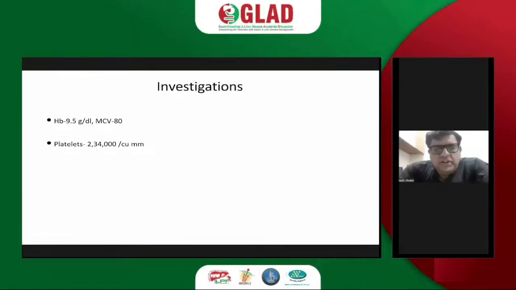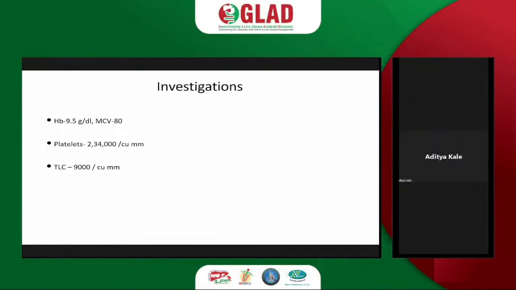Yeah, so these are the investigations which are available to us. Hemoglobin is 9.5, platelets are 2,34,000. Total leukocyte count is 9,000. Bilirubin is 10 total, direct is 7.2.